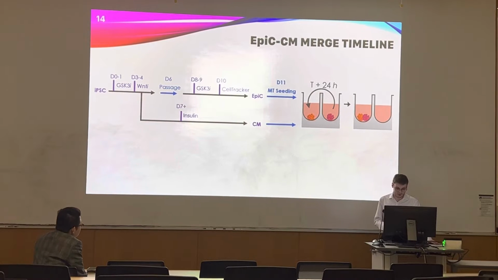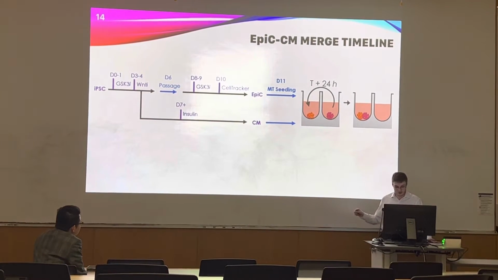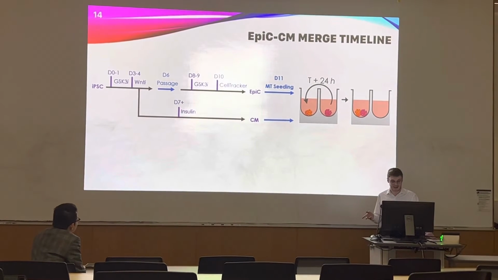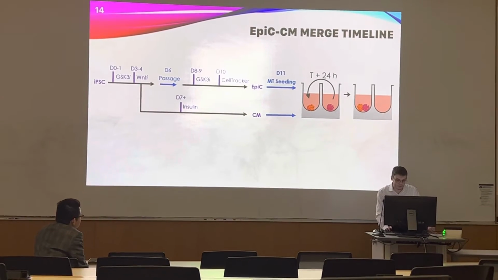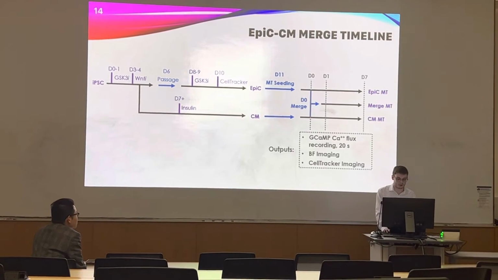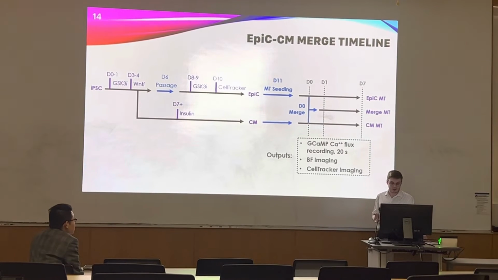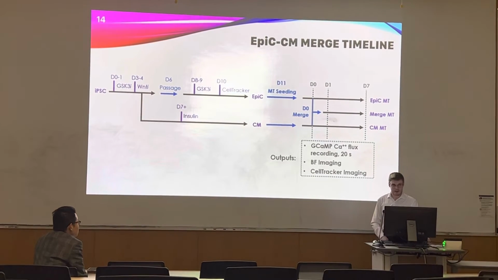The other important thing to note on this slide is the timeline after day 11. I see the microtissues here, and then after 24 hours, I transfer the EPIC microtissue into a well that already has a cardiomyocyte microtissue, as shown in this diagram. Once they start to interact, we have time points at day 1 and day 7, shown here, where we take bright field and red fluorescence images of each microtissue, and at day 7, we record 20 seconds of GCaMP calcium imaging at 100 frames per second. I'll talk more about that in just a minute.